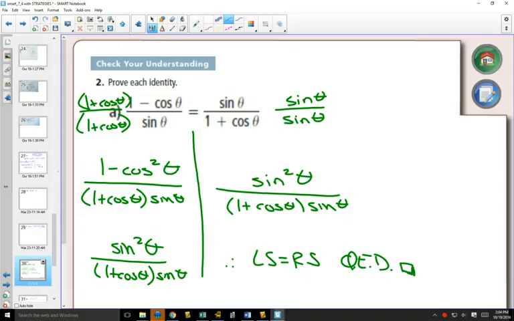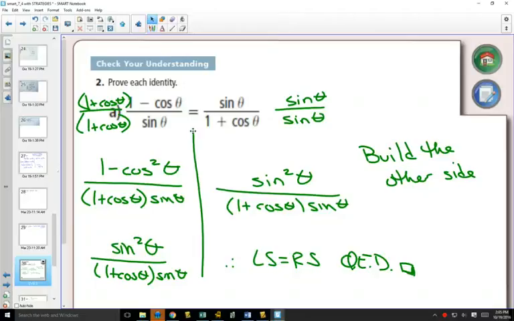Perfect. So that strategy I call build the other side. That's why it was written at the bottom of our list of strategies, because I call that build the other side. If you're stuck, if you've done your basic strategies and you've changed things to sine and cos and you got them both to be a single fraction, then you could use build the other side.